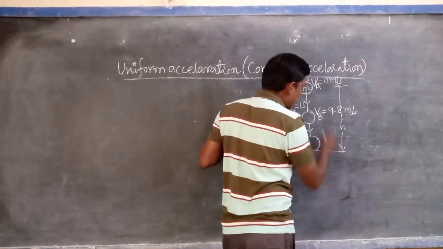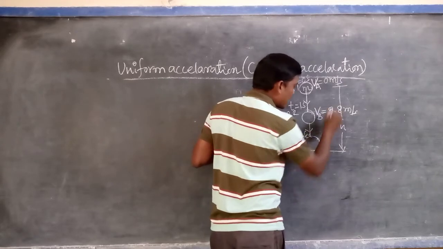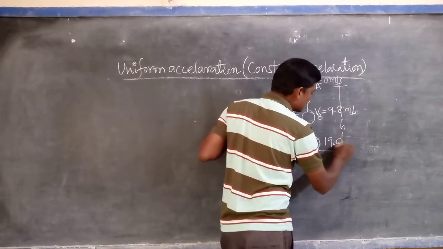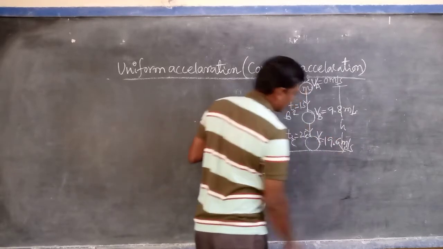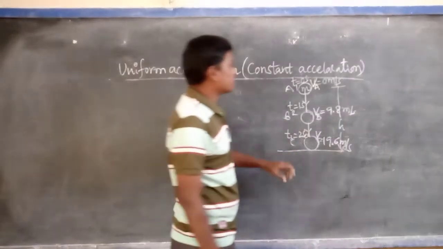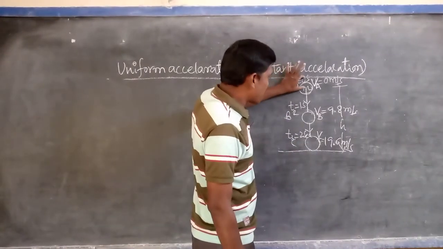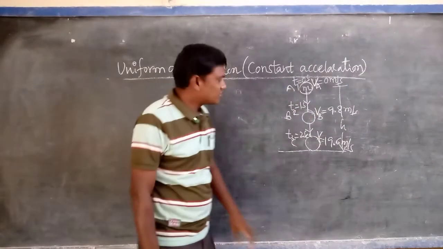We consider that. Next, t3 is equal to 2 seconds. After 2 seconds, it is 19.6 meters per second. V of C, we consider that. Now here, just for your understanding, I will write this. So at t1, 0 seconds, the body is initially at rest. That's why its velocity is 0.